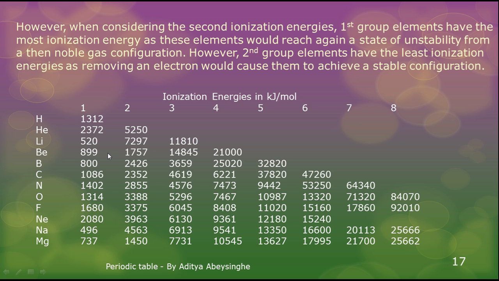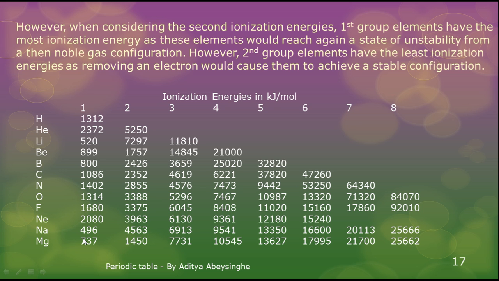If you plot a graph of the second ionization energy for different elements in the periodic table, you can see that the highest ionization energy belongs to the first group elements. In a similar way, when you take the third ionization energy, the highest ionization energy is obtained for the alkaline earth metals, or the second group elements. In a similar way, it has achieved a noble gas configuration, and it dislikes becoming unstable from a then stable configuration. So that is about the ionization energies.